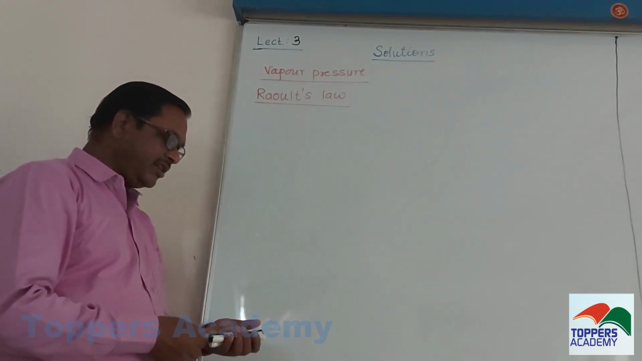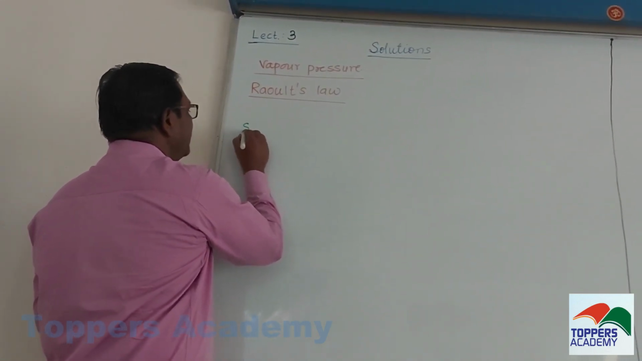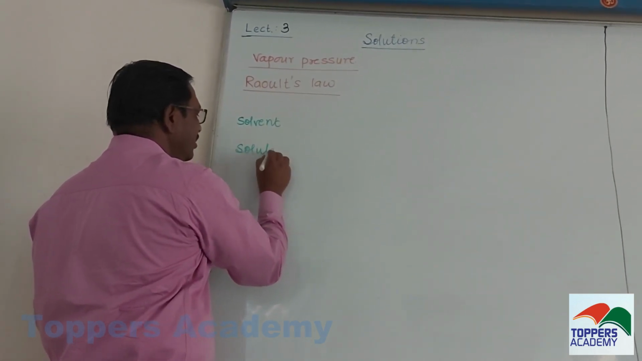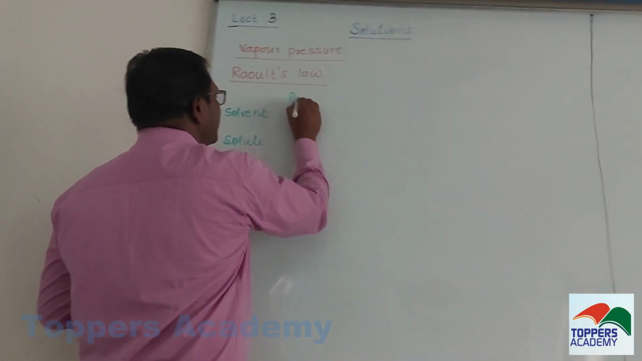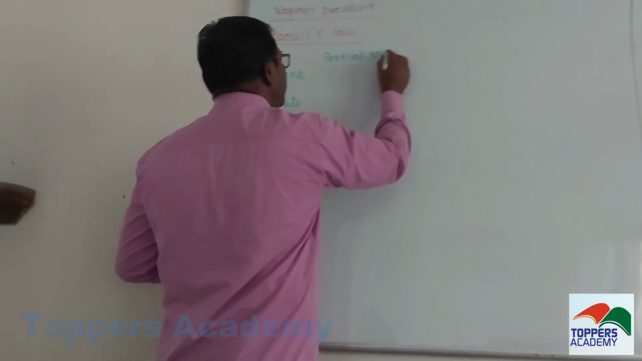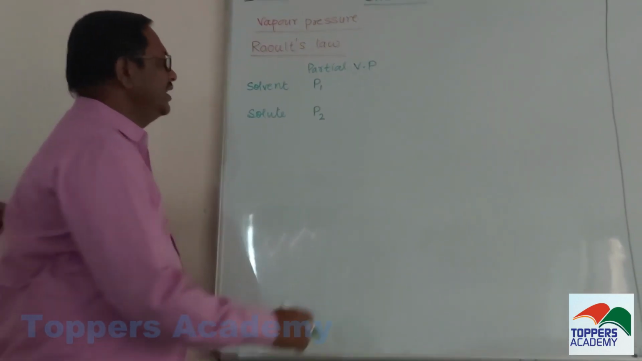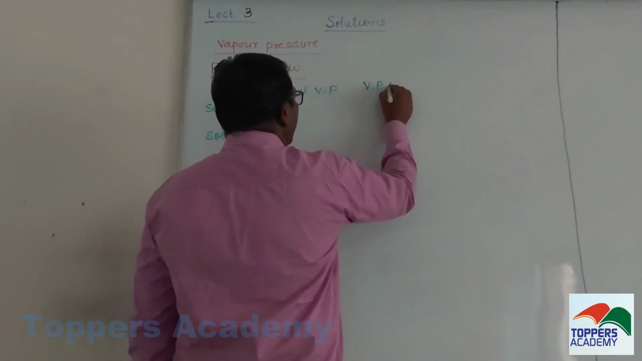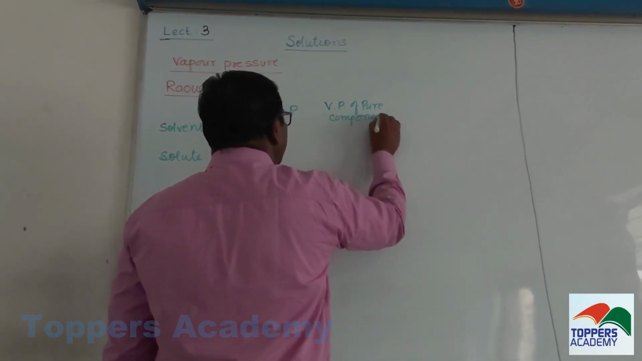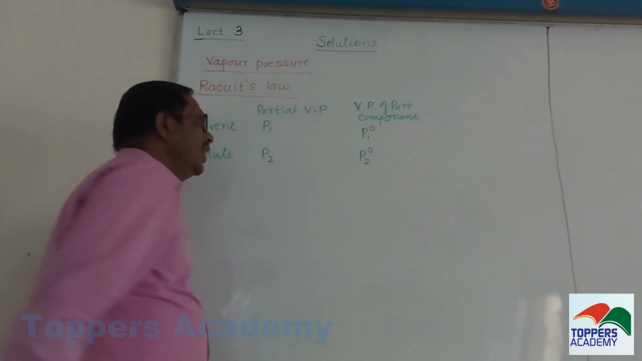Okay. Now here we are considering two parts. The first part is the solvent, the second part is the solute. Now let us consider the partial vapor pressure. Suppose it is P1 and this is P2. Further, the vapor pressure of the pure component, suppose it is P1 0 and this is P2 0. Okay, this is the second part.